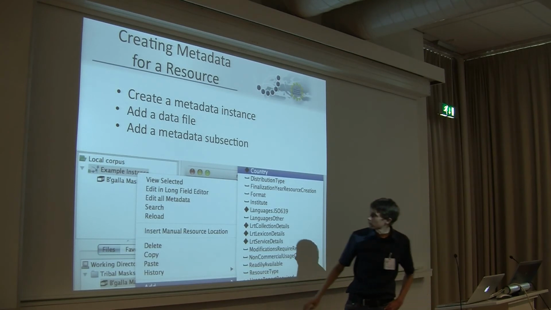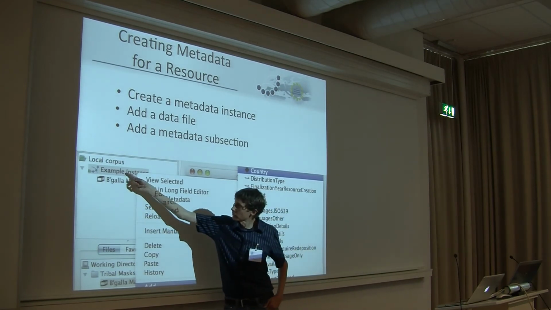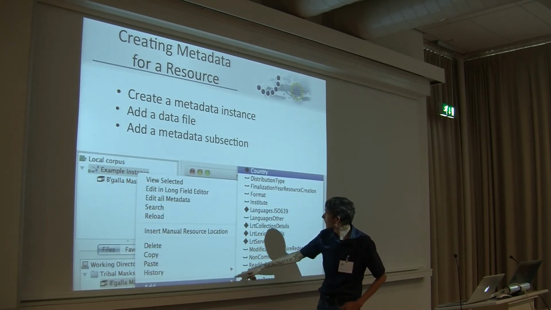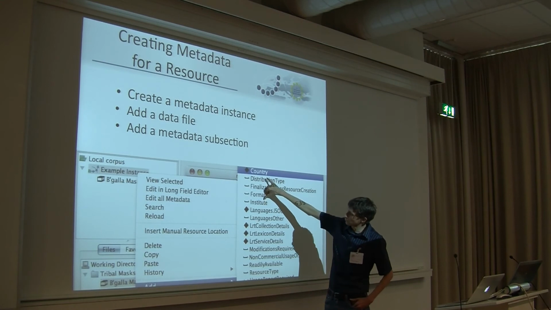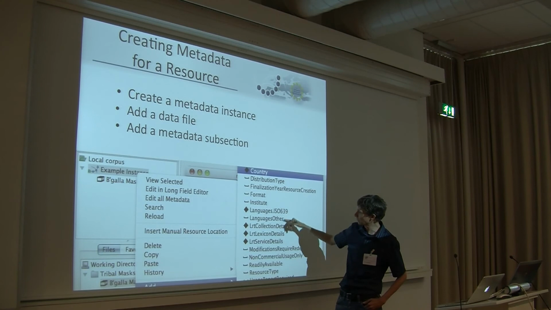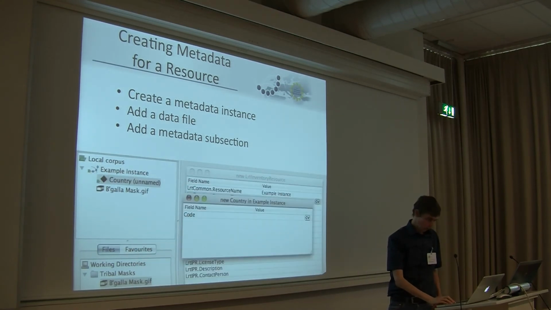Then, if there are other sections within that metadata you wish to add, we go on to this metadata file, and then we go to the add menu, which is down here. These are fields, so this is just a single field, whereas these are actually components. So this would be languages, etc. In this case, I've added country.